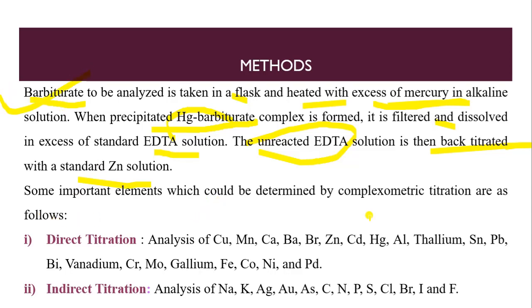So we can identify the amount of barbiturate present. Now some important points on direct titration and indirect titration. The analysis of copper, manganese, calcium, barium, bromine, zinc, cadmium, mercury, aluminium and thallium can be done by direct titration, and the analysis of sodium, potassium and silver can be done by indirect titration.